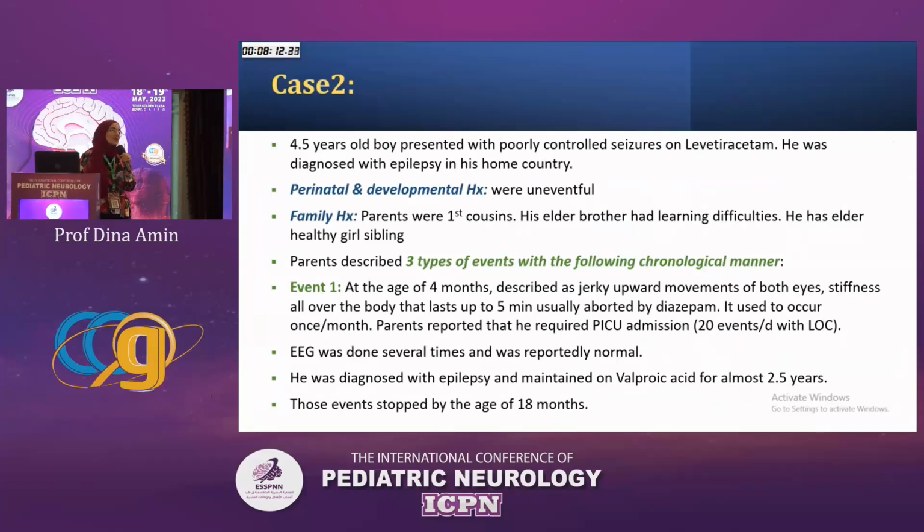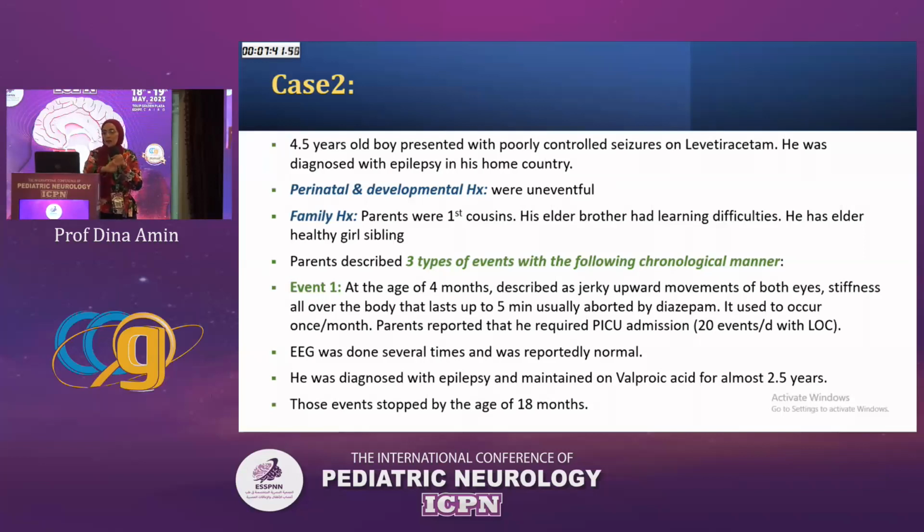The second case is a very, very interesting case. I love this case. Okay, so the second case is a very wonderful Moroccan boy. He presented to my clinic at the age of 4.5 years, and he had also received the diagnosis of epilepsy and was maintained on levetiracetam. His developmental history was uneventful. Parents were first cousins. The elder brother has intellectual or learning difficulties, and he has one healthy girl sibling.